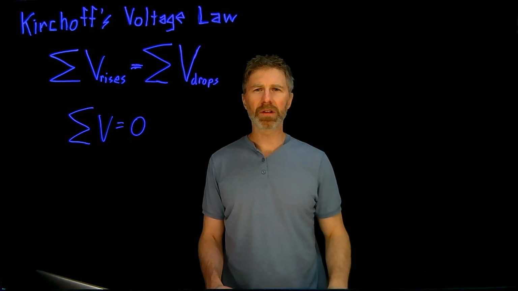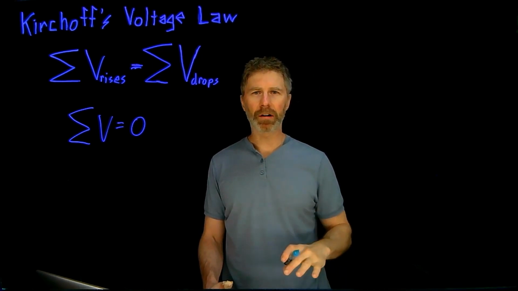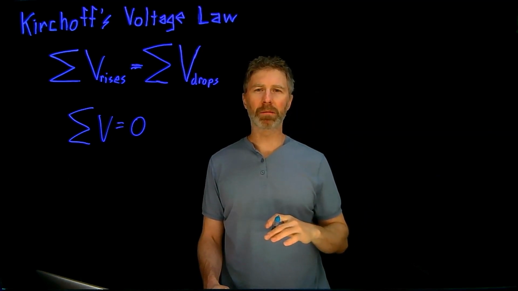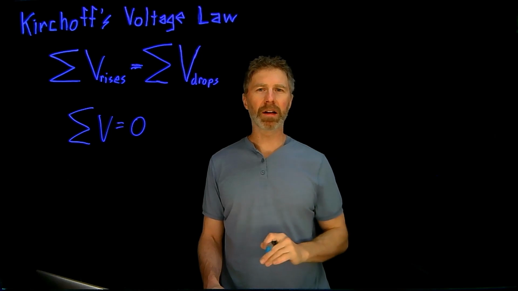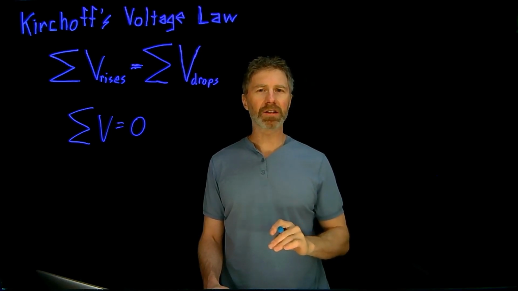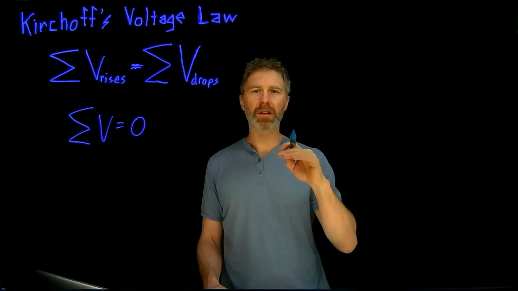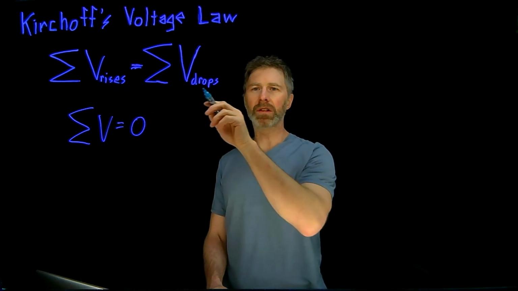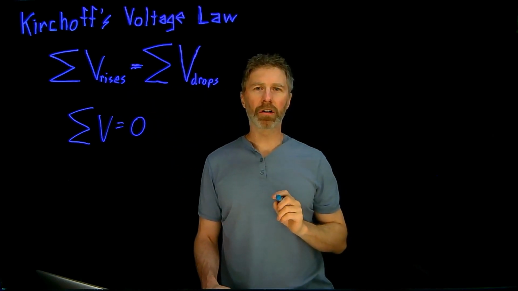The KVL loop is kind of analogous to going for a hike on a mountain, and starting in the parking lot, going up a path, climbing the mountain, coming down a different path, and ending back at the parking lot. Your elevation, which can be analogous to the voltage, is going to be the exact same when you finish as when you started. So all of those elevation rises will be equal to all of the elevation drops, just like all the voltage rises are equal to all the voltage drops in Kirchhoff's voltage law.